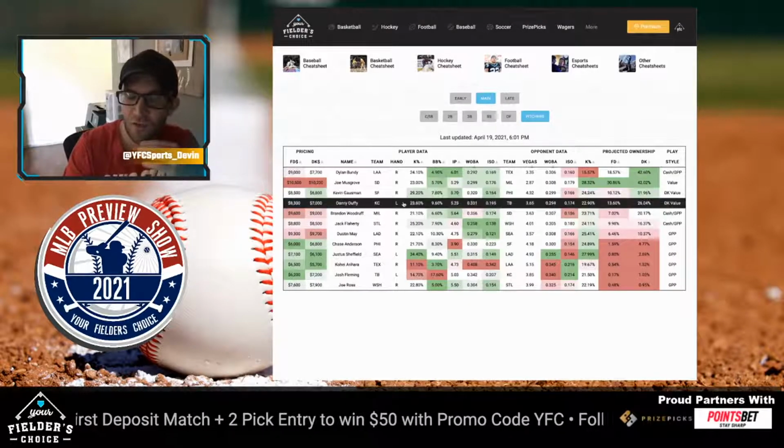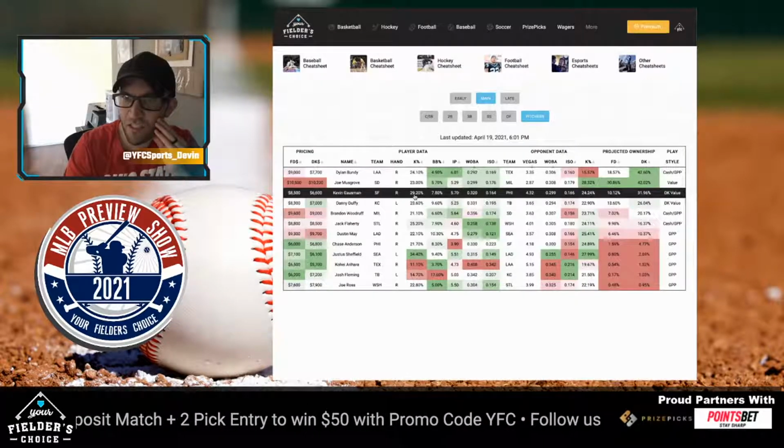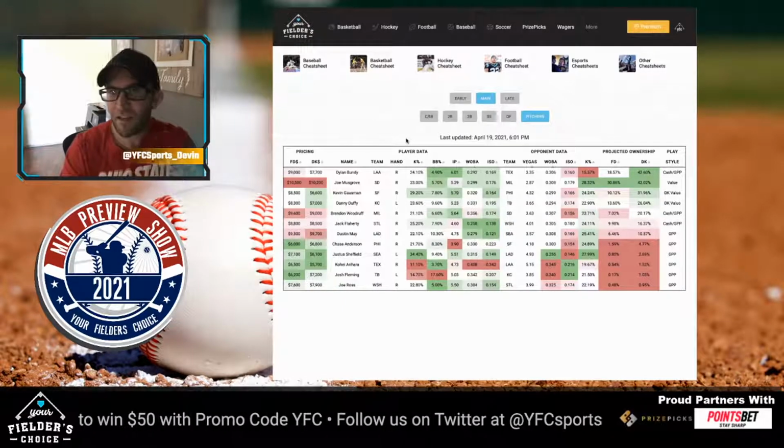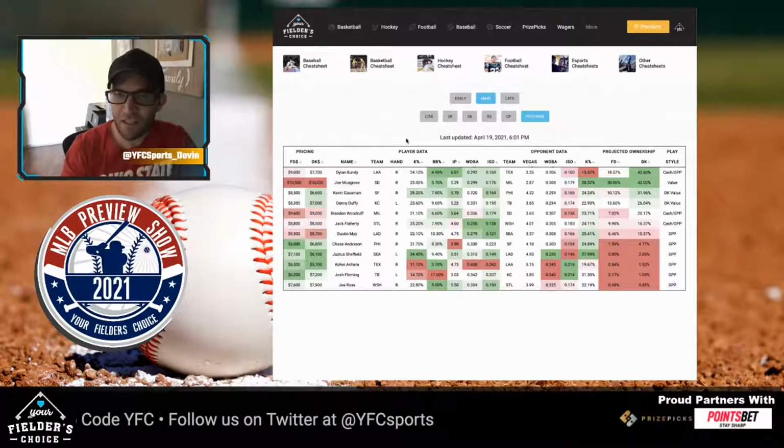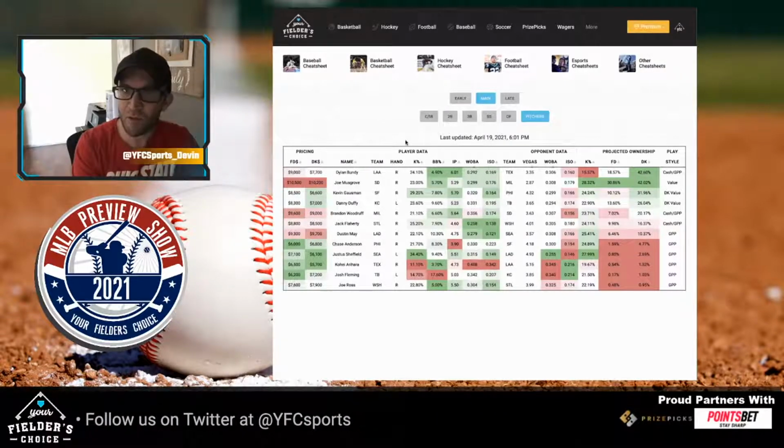If you're looking at the cheat sheet, you'll notice these numbers might change a little bit during the day. That's because as the lineups come out, I update the cheat sheet, pumping in the data. We're getting really dialed in numbers.